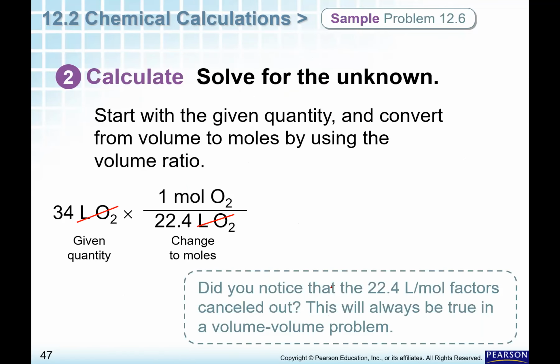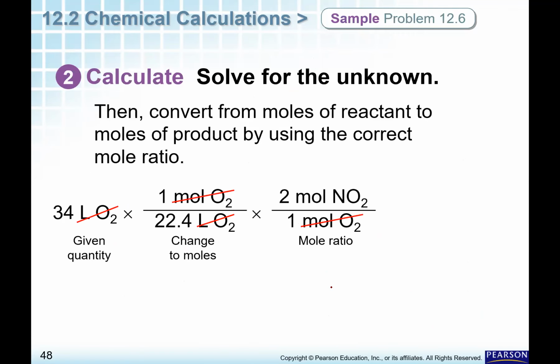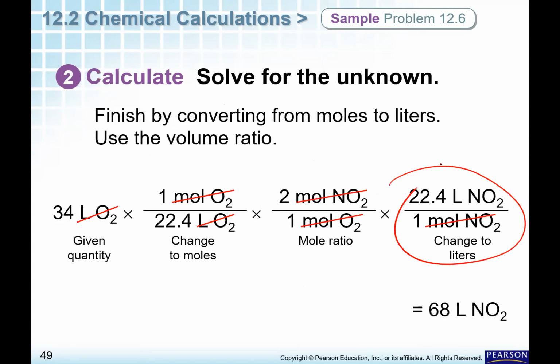So this is liters into moles. And then this is the mole ratio, Faisal. See? 2 moles of NO2 over 1 mole of oxygen. That is from the chemical equation. And then we multiply it again by 22.4 liters to take it back into liters.